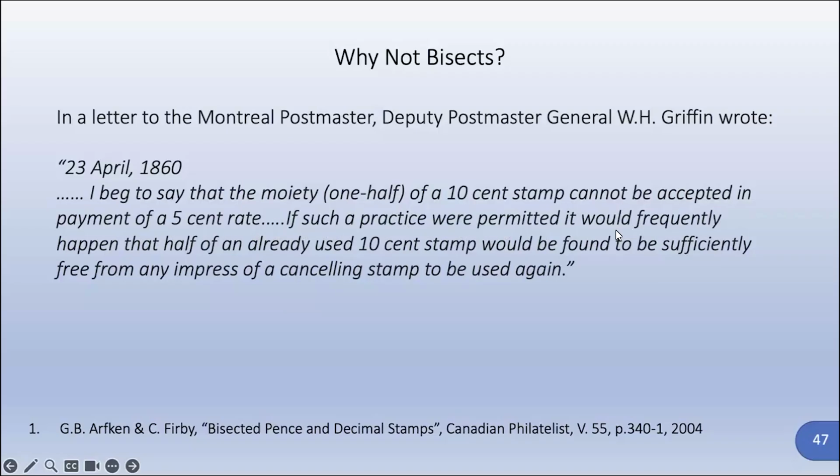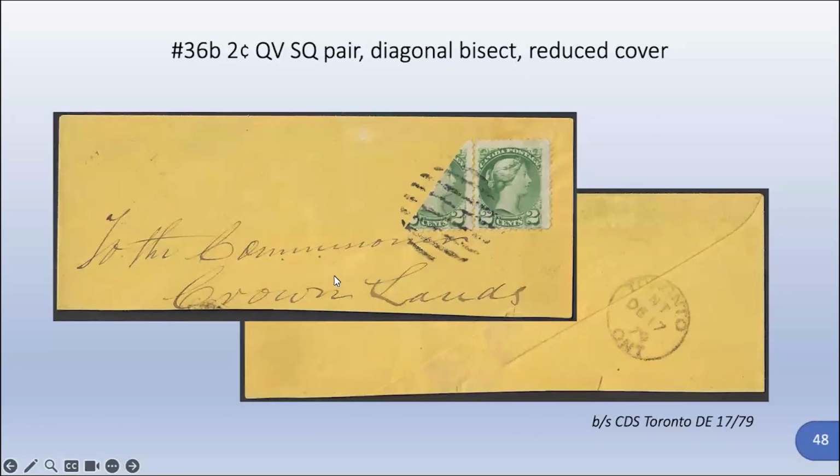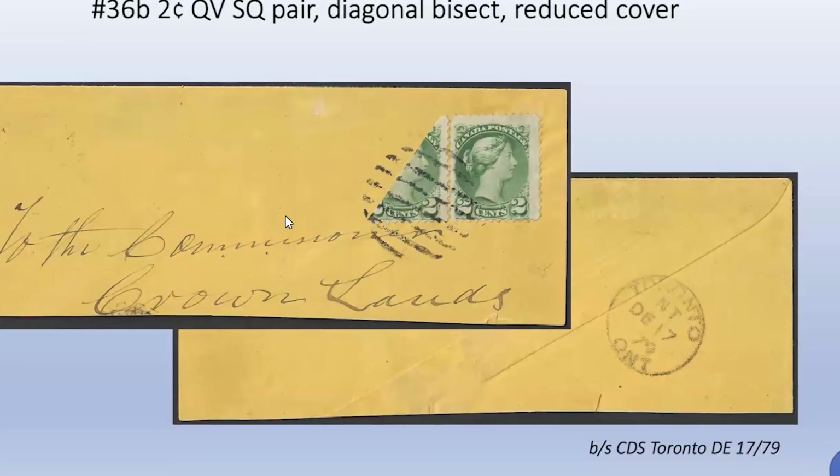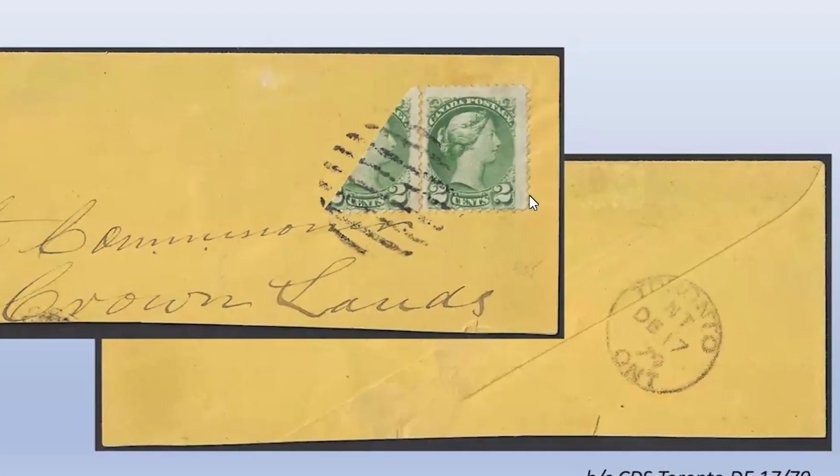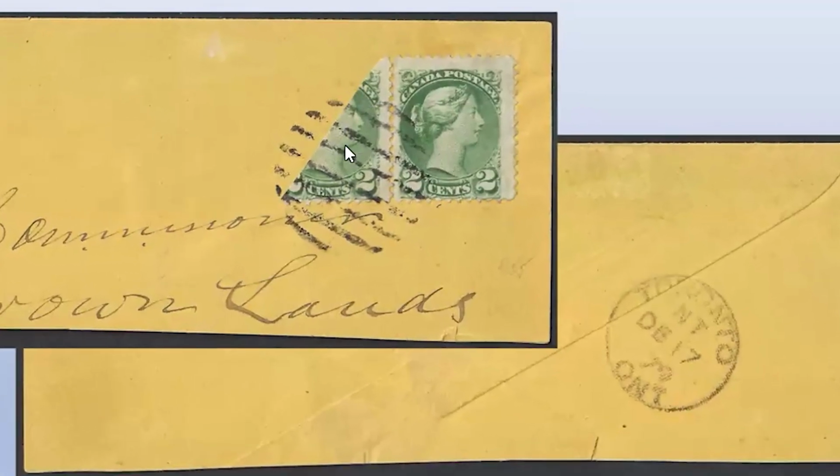If such a practice were permitted, it would frequently happen that half of an already used 10-cent stamp would be found to be sufficiently free from any impress of a canceling stamp to be used again." So that's why they said you can't do it, because people may be able to cut them in half and reuse them. Here's an example of a diagonal paying a 3-cent rate. Obviously, the postmaster didn't have 3-cent stamps and had 2s, so they used a bisect.